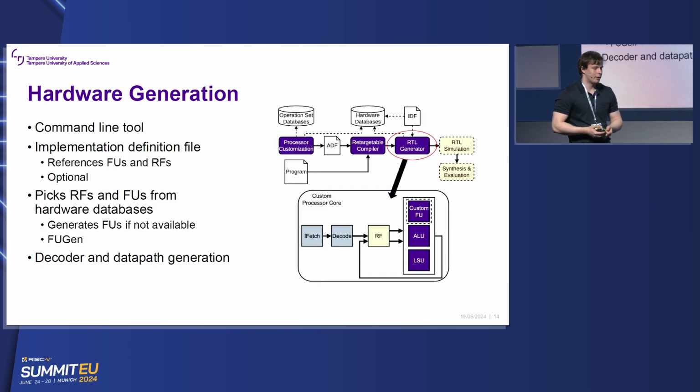Now that we have everything else taken care of, we can generate the actual processor RTL, and to do that we invoke a command line tool, and it will invoke the function unit generator and generate this custom function unit based on the operation docs. And it will also generate a decoder for us that recognizes the encodings for the custom instructions.